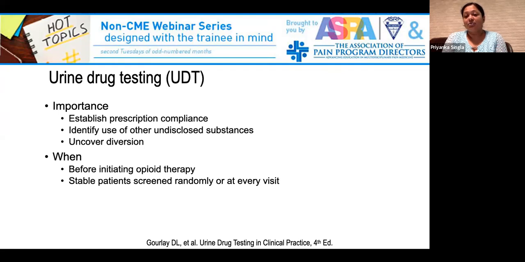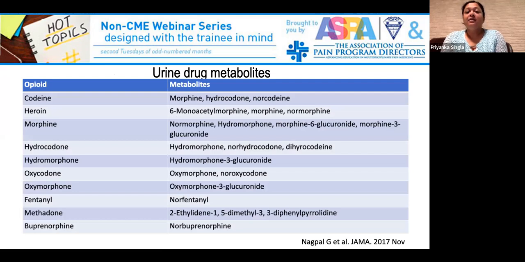If the patient is negative on 2 screens, it is important to document when the patient says they took the opioid medication, and whether the results are consistent with that opioid use. It should definitely be done before initiating the therapy to know if there are any substances which are present. Marijuana has been legalized in some states, but federally it is not legalized as yet, I think. Then stable patients should be screened randomly or at every visit, depending on the state's rules. The drug metabolites help us to identify whether the patient is taking opioids, whether there is a diversion risk, or whether there is use of illicit substances.